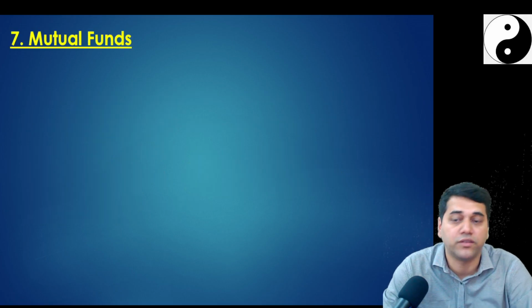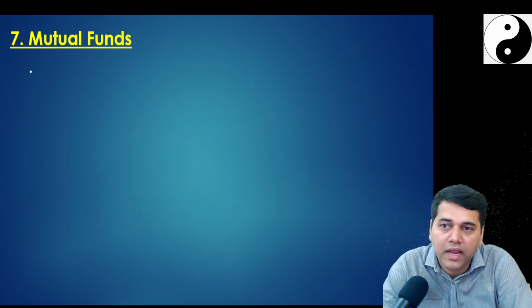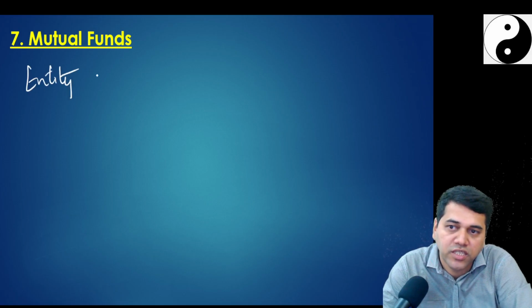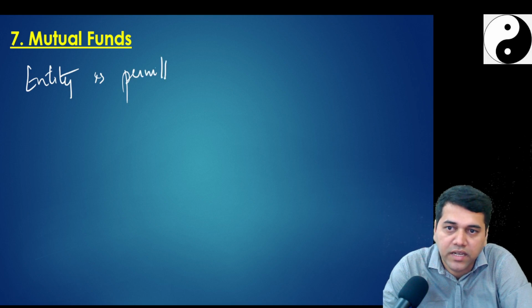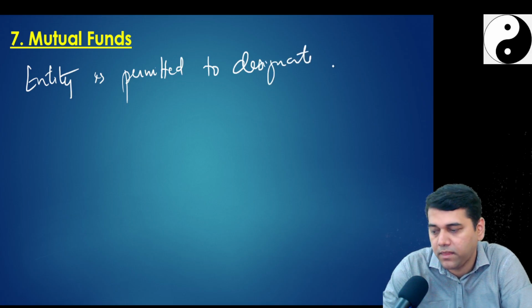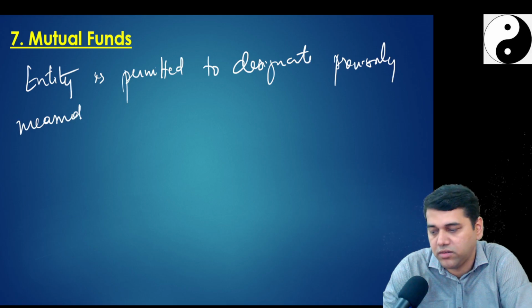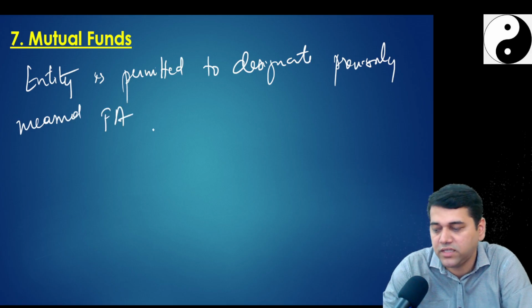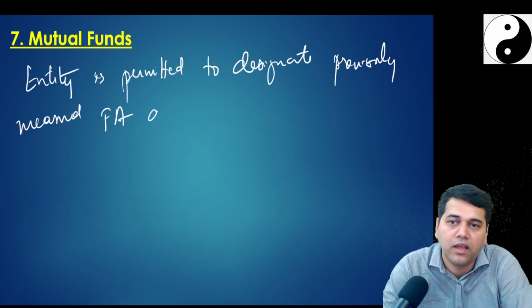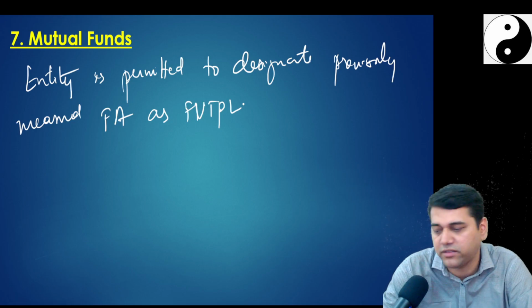Next is the mutual funds. What to do with the mutual funds? An entity is permitted to designate a previously measured financial asset as FVTPL, because you must have carried out some exercise.